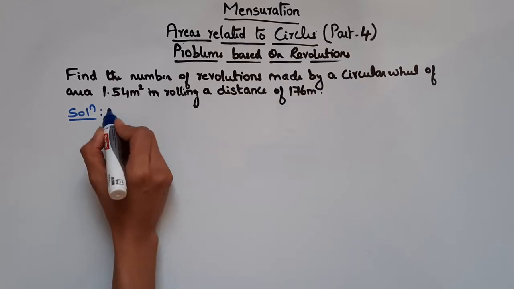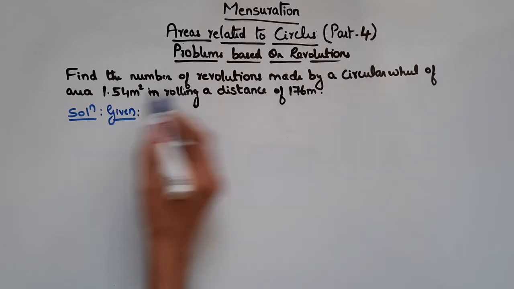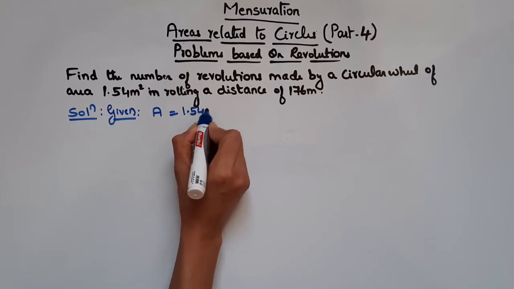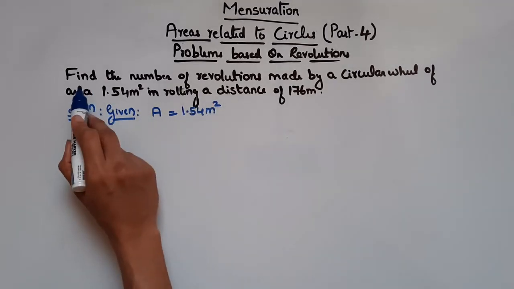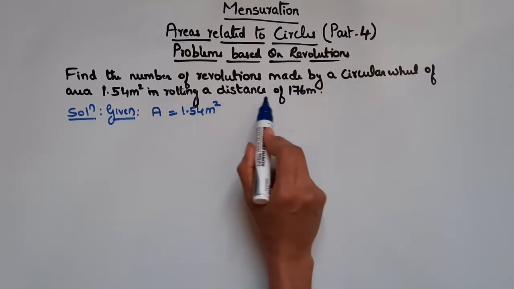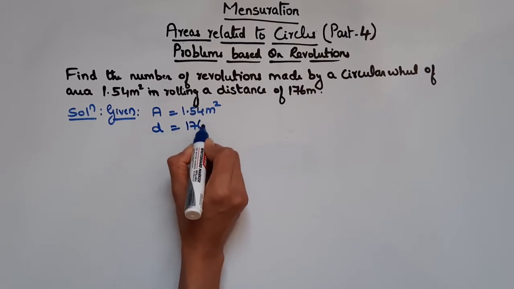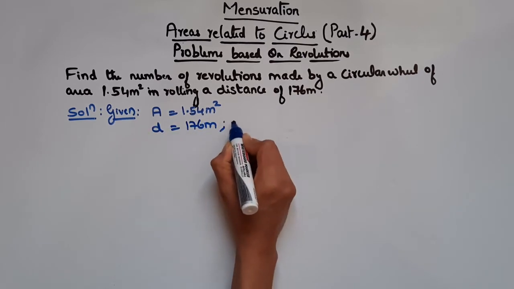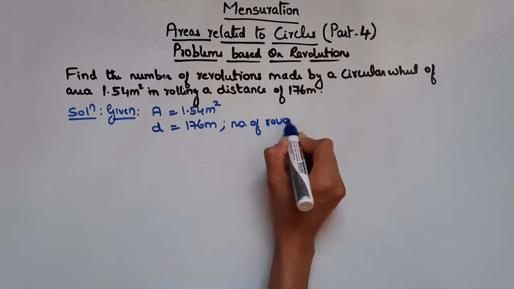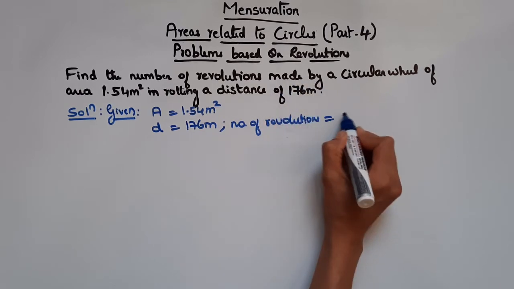So first let's write what is given. Given here is the area of the circular wheel. So area is given as 1.54 square meter. Here it says we have to find the number of revolutions made by a circular wheel in rolling a distance of 176 meter. So distance is given as 176 meter. So here we have to find the number of revolutions made to cover this distance, right?